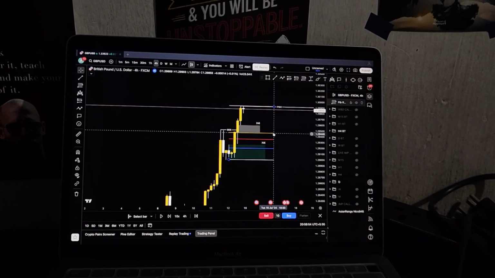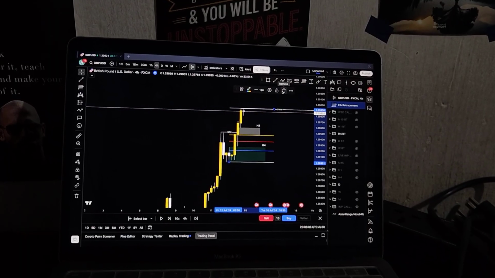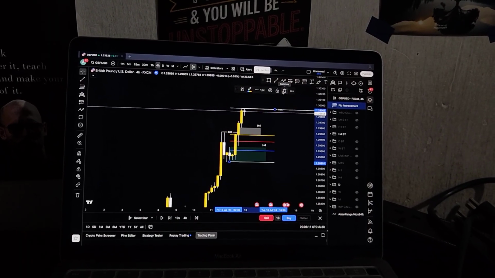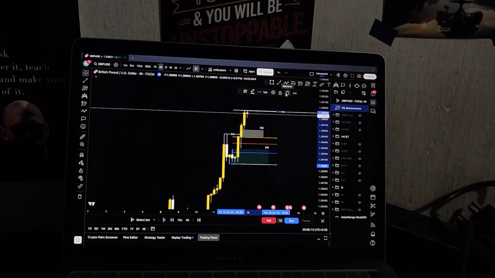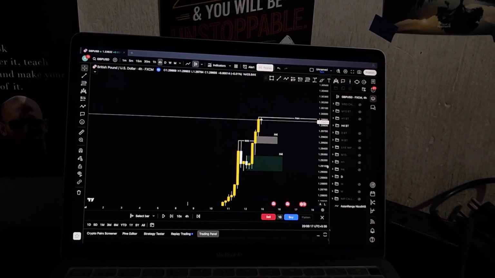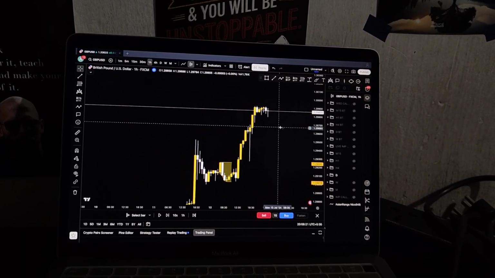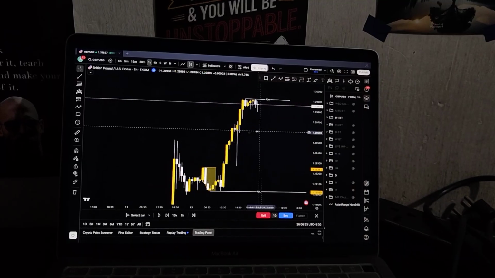This yellow line represents the equilibrium, which is the 50% retracement. The red line represents the 61.8, and the blue represents the 78.6% retracement. The steeper it does the retracement, the better. But in this case, obviously I'm looking for buys from a closed zone because of how the Friday candle closed.